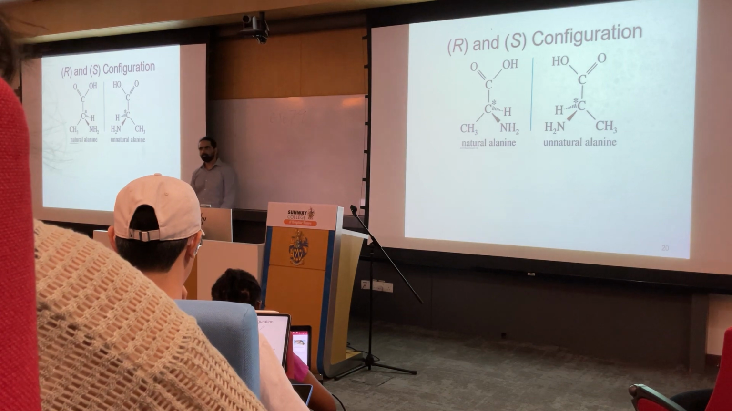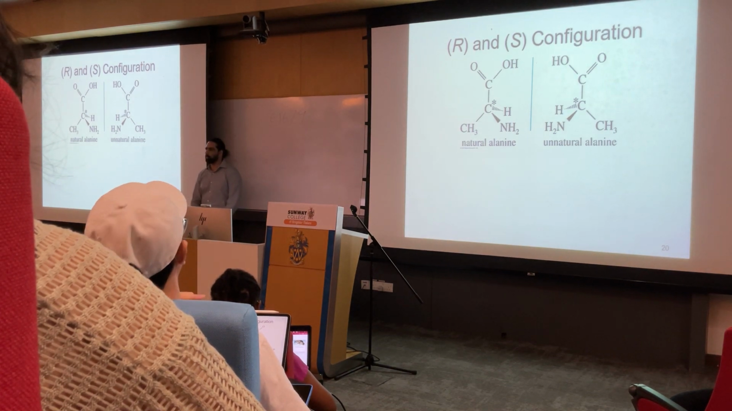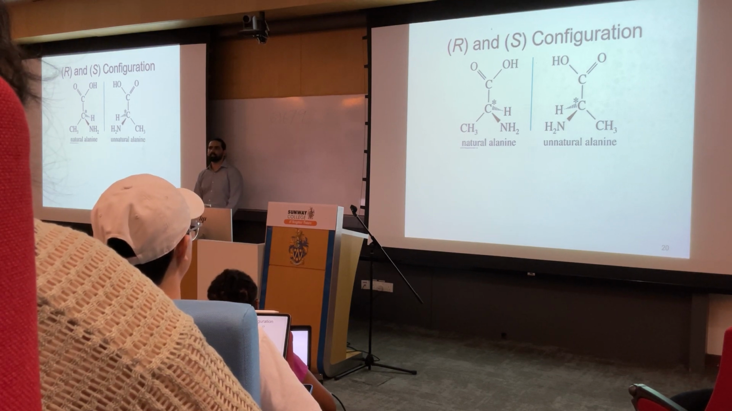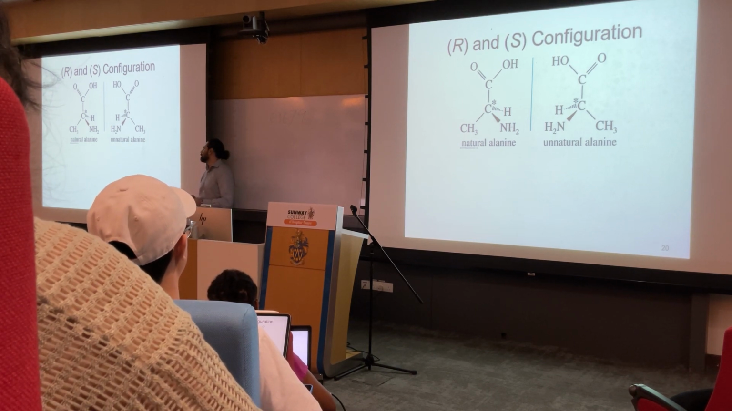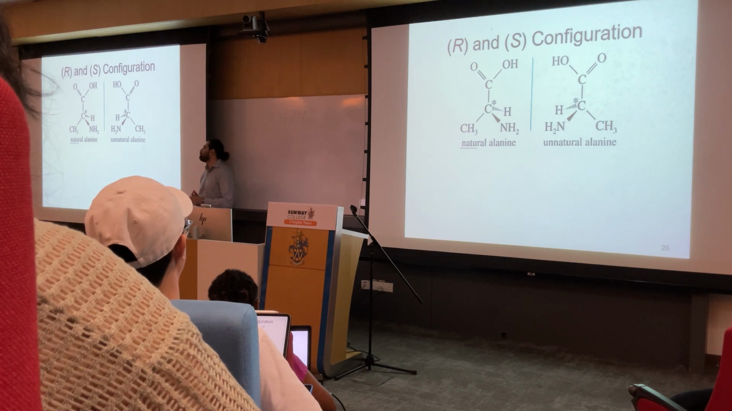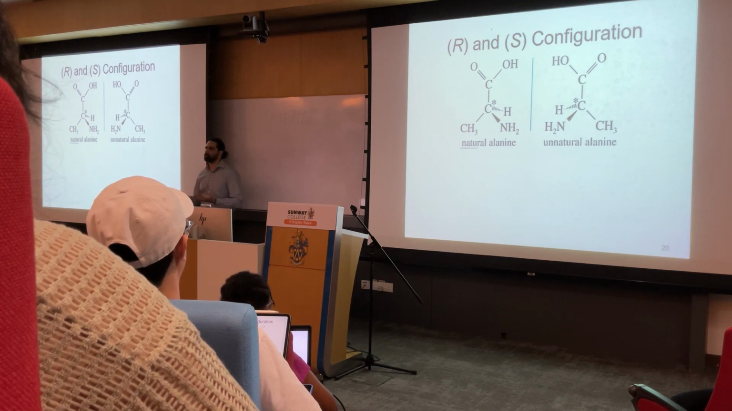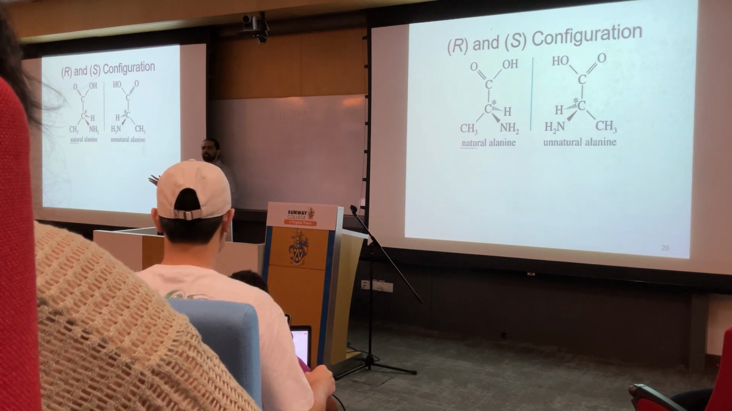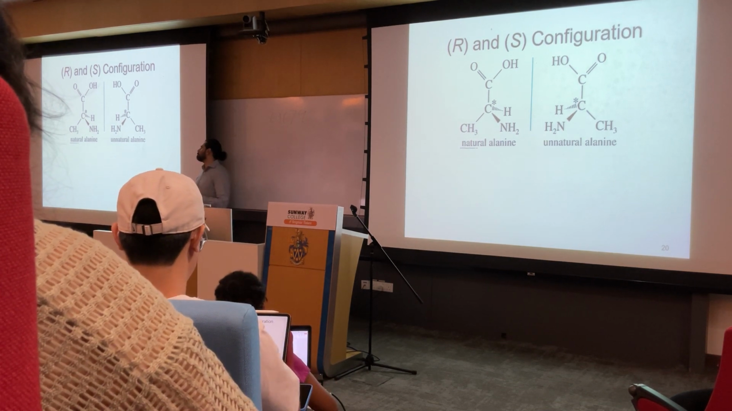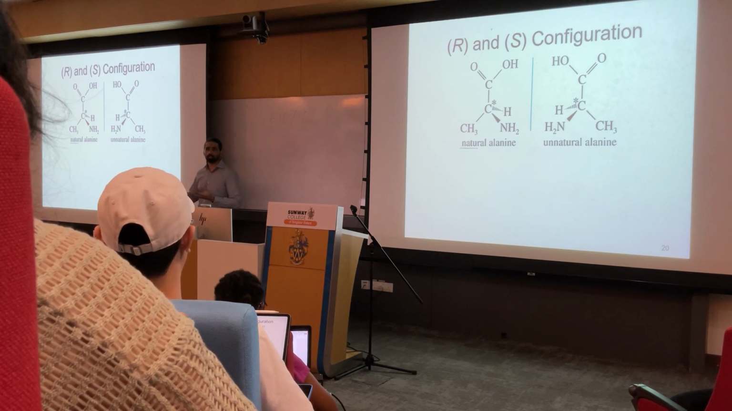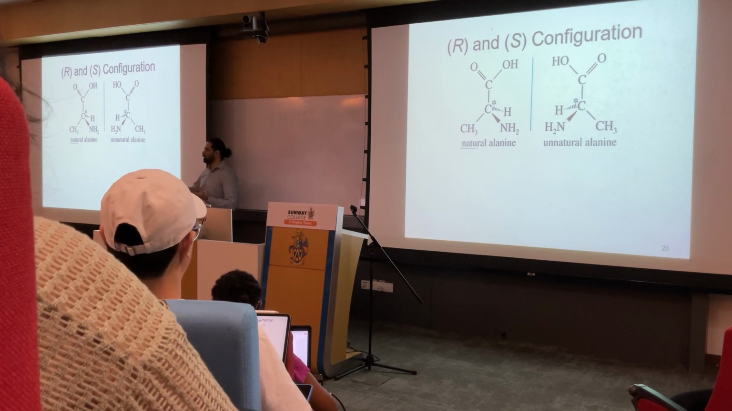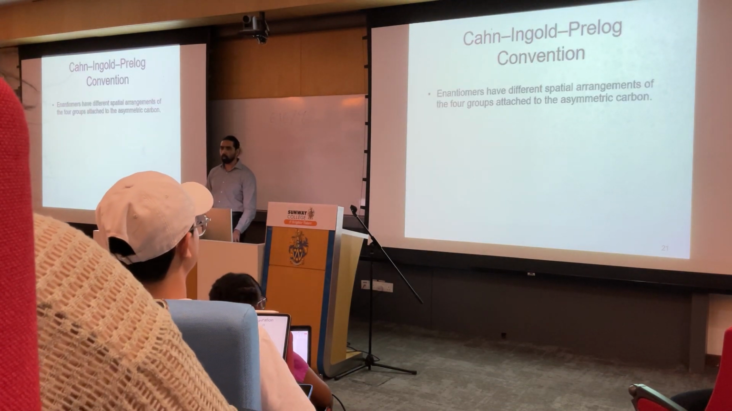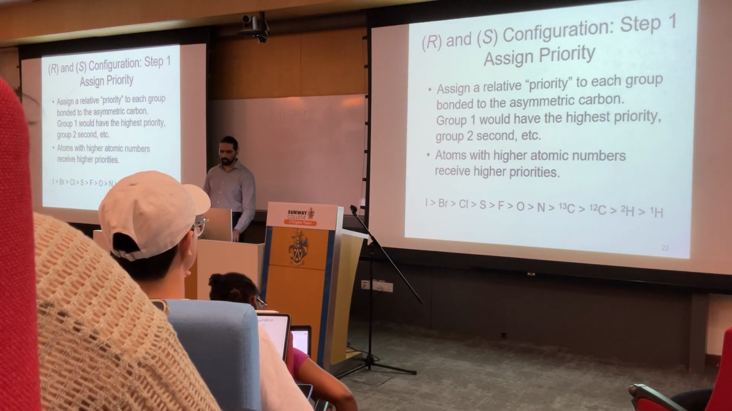The final topic which we discussed in our last lecture was about the R and S configuration. The R and S configuration tells the orientation of these enantiomers that we are talking about. One of them is called R based on certain factors as dictated by CIP conventions, and the other one would be called S, right?